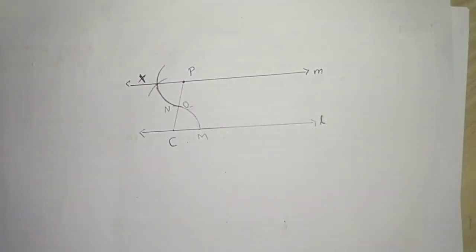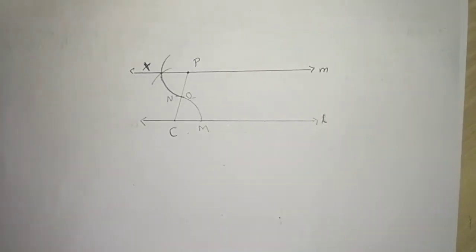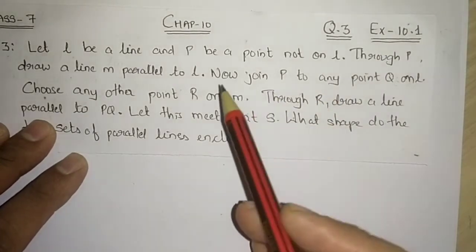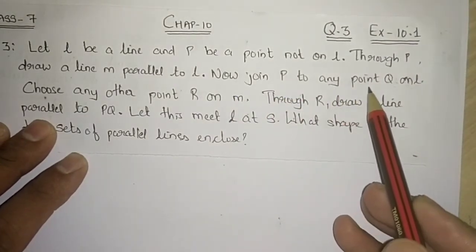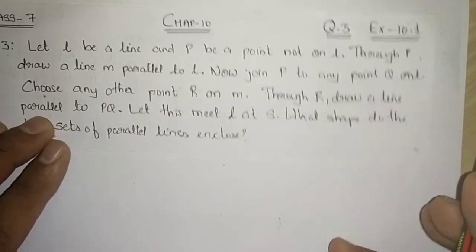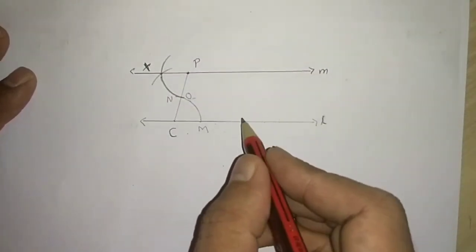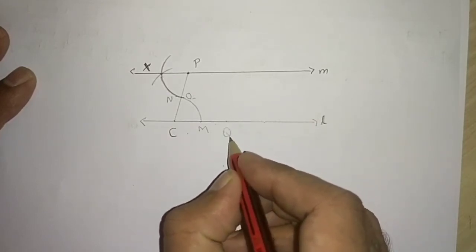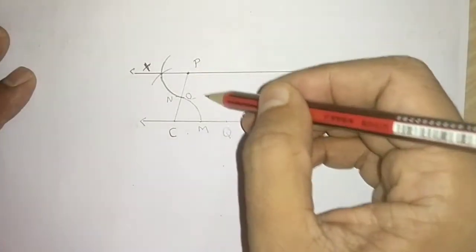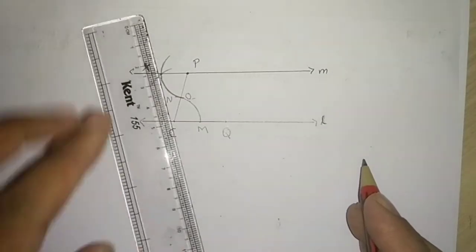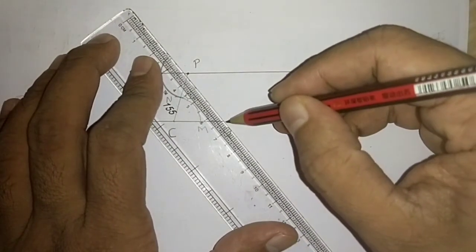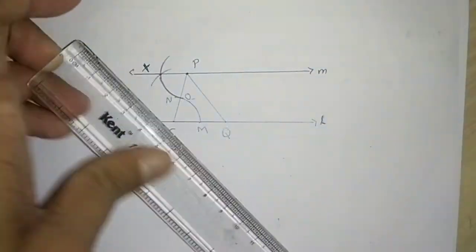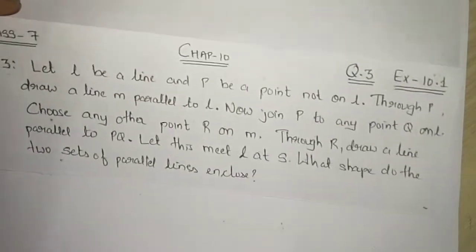So we have solved till the second line. Now join P to any point Q on L. There is one point on L; let us take anywhere. We can take Q over here. Let me take Q which is on L. Join PQ, they are telling us. So I have joined PQ. Right? Let us move further.